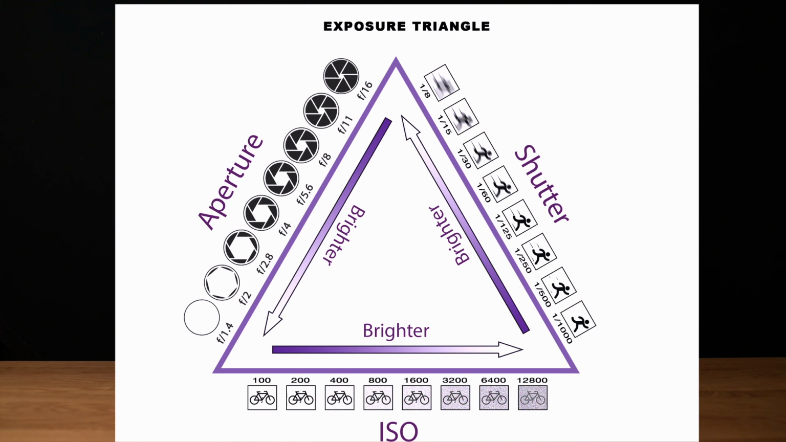You have to manipulate all three elements to ensure that you don't have an image that is too bright or too dark. Because these three elements are linked together, if you change one setting, it will have an influence on the other two settings. As well as changing the exposure, each element has an effect on the final image. Which one to change for each photography situation is important.